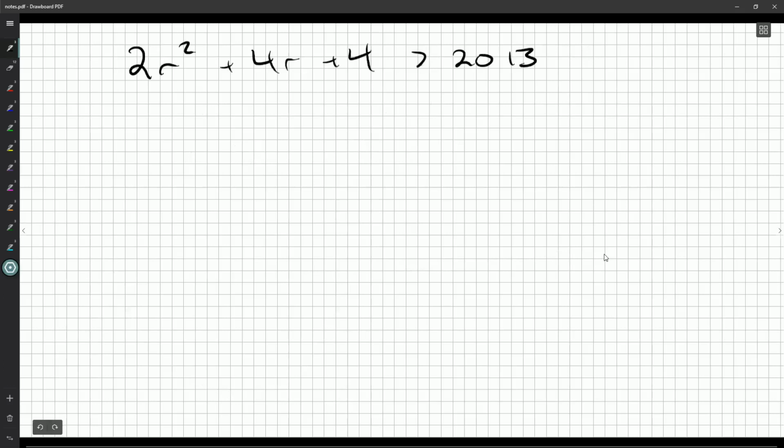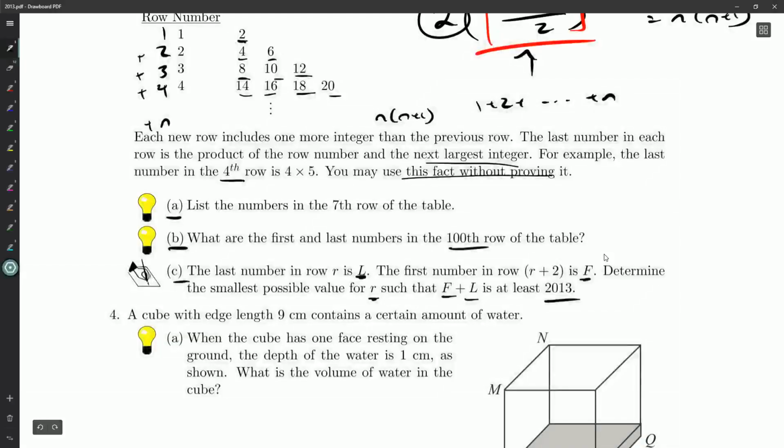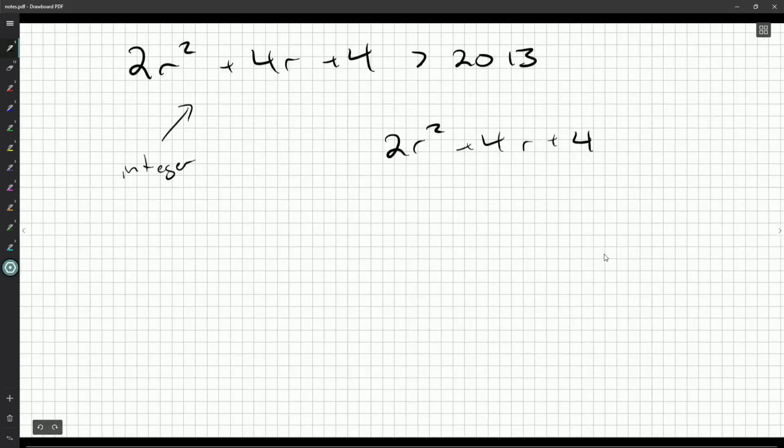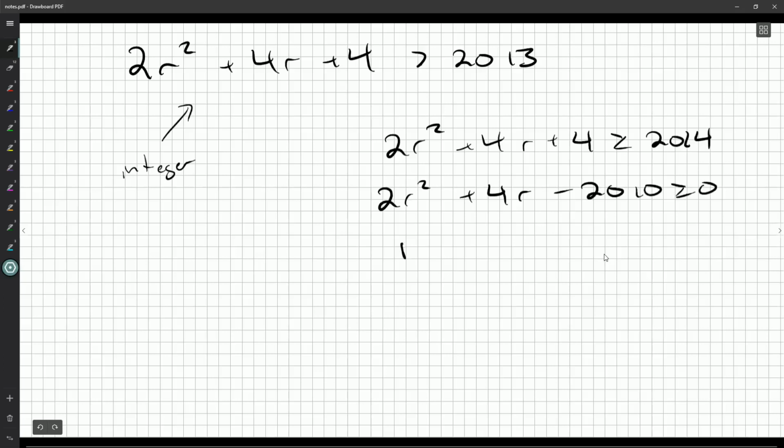So I need this to be greater than 2013. And what exactly is it that we want, though? The smallest possible value for R. Okay. So this is an integer. 2R squared plus 4R plus 4 has to be greater than or equal to 2014. I just want to make it even so that now I can do this. So now I'm going to divide by 2.